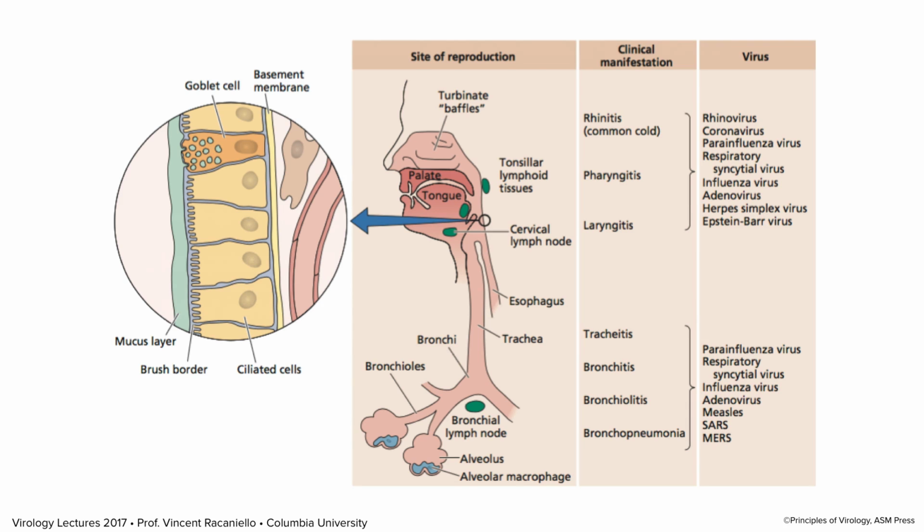So here's a schematic of the respiratory tract. It, of course, starts up with your mouth and nose, the nasopharynx, and then the different parts of the lungs, the trachea, the bronchi, and the bronchioles. And this is all lined with ciliated epithelial cells. These have a brush border, which is in contact with a mucus layer. Mucus is produced by goblet cells. The epithelium at the bottom is lined by what's called the basement membrane, which is a very impermeable membrane that prevents things from coming through readily.